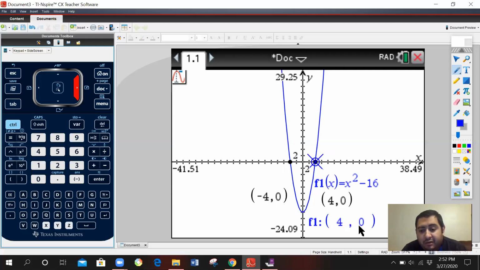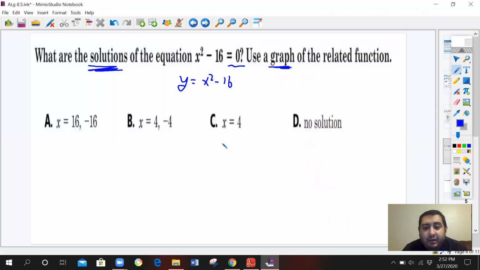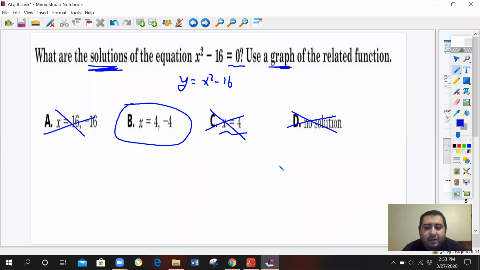And gives you another 0 at location 4. So coming back to this, we already know it's crossing at 2 sides, so it's not that one. We already know it's crossing at 2 locations, but this is only one answer. And it's not going to these 2 locations. It's letter B by going over the graphing calculator. Okay.